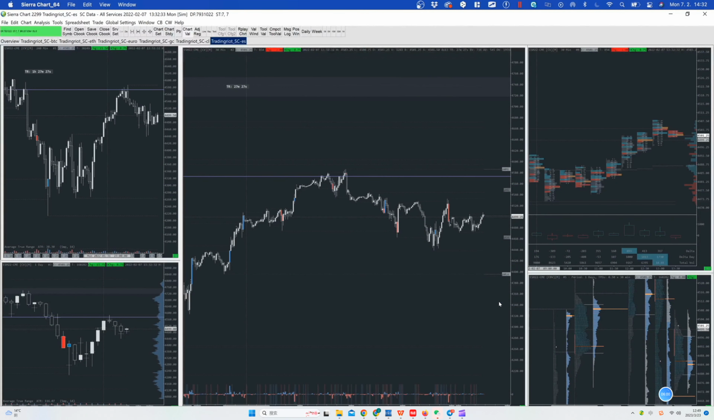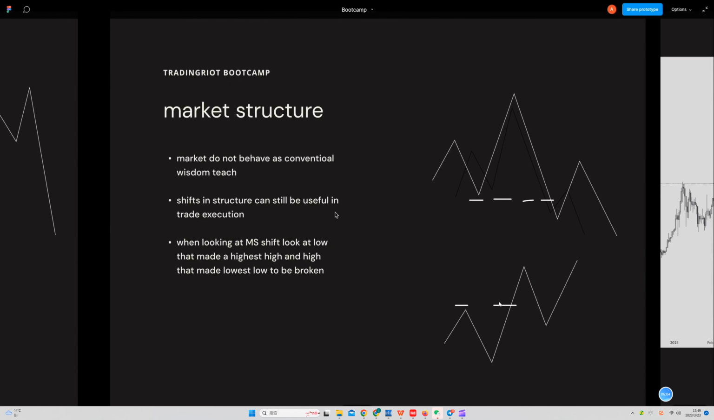So it's really outside of the teachings of conventional wisdom, and once again it's one of those things where if you start to pay too much attention to it, it's not going to do you any good. But the shifts in structure can be useful in trade execution. When looking at a market structure shift, look at the low that made the highest high and the high that made the lowest low to be broken.